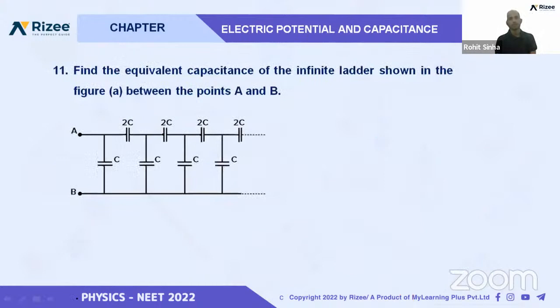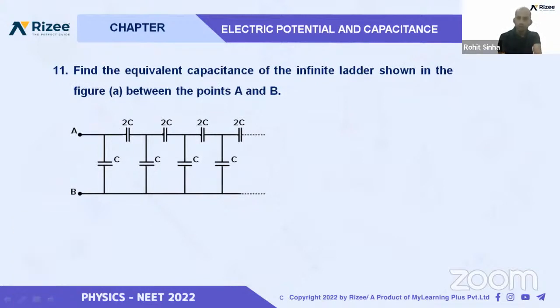Try this question. I think this is the easy question. You must have studied it in your class 10th also. Try this question, or I will give it to you for your homework. Okay, you will try.